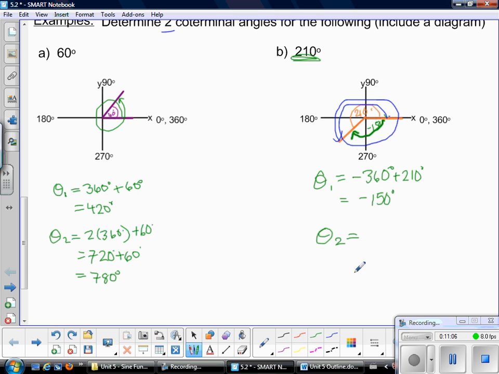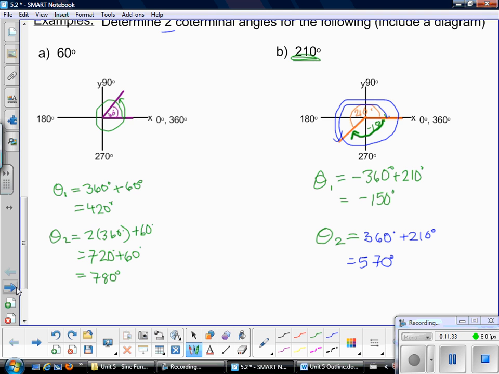Okay, so that one would be 360 plus the 210. And what we end up with is 570 degrees. So the angles start in the same location and finish in the same location, but how they get there can be very different. So there's infinite answers to either one of these.